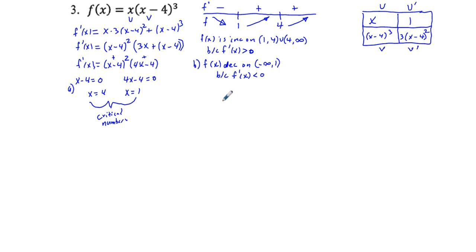Part C, determine where a function has local maximum, minimum, then value of extreme. For part C, we have a local, or relative, minimum at x equals 1. And why is that? Because f prime of x changes from negative to positive.